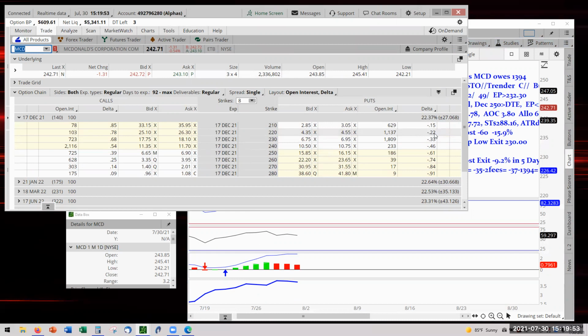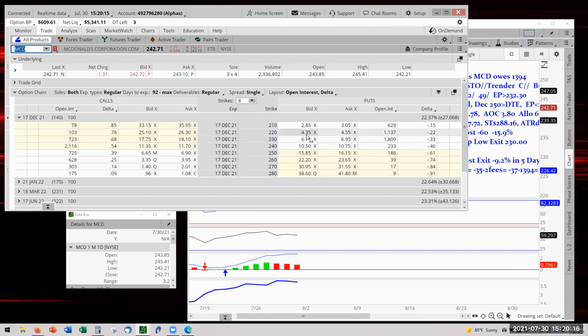But delta's 22. I am not crazy about doing deltas that low. I know a trader that does and does quite well with it. I am not comfortable there, and then I would have to explore that comfortability to see am I passing up the opportunity of a trade. You know what? McDonald's does owe us money.